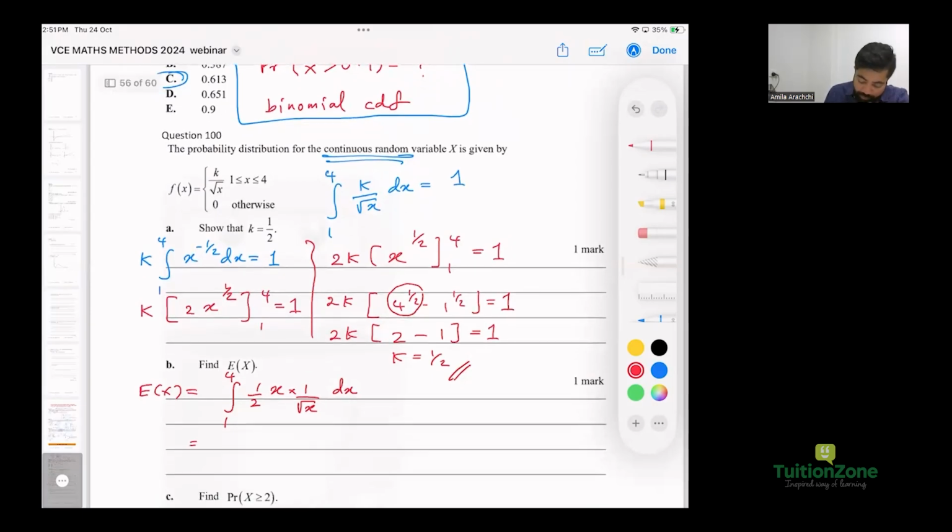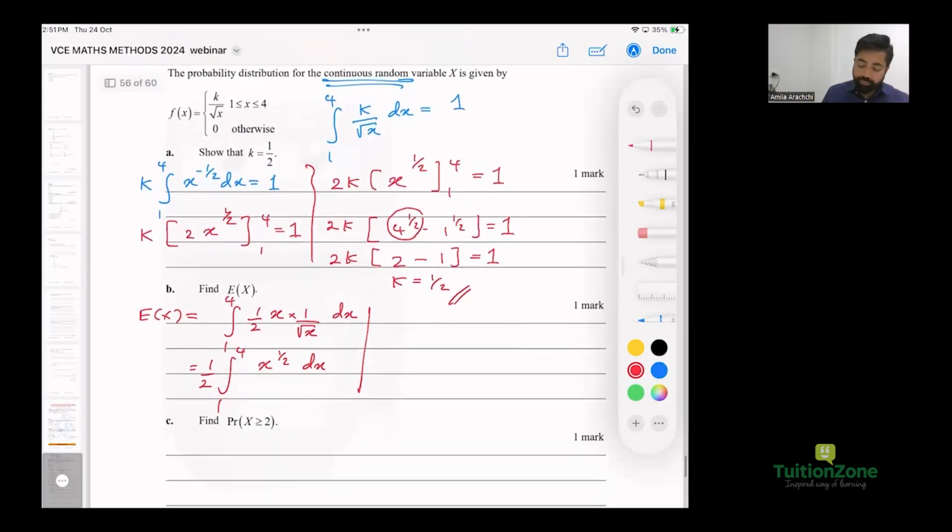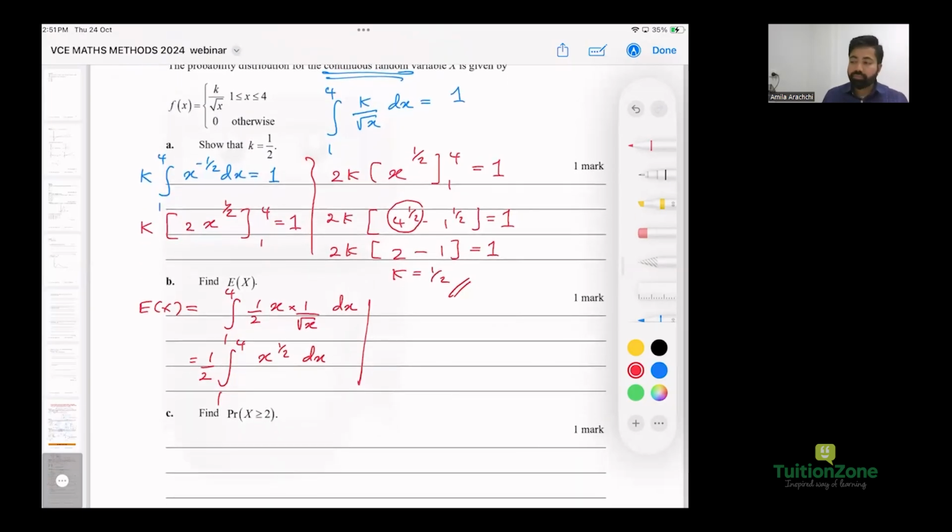So can you simplify that? We can probably do 1 to 4, and then this becomes x to the power 1, divided by half. Positive half, isn't it? So I can take the 1 over 2 out. x to the power half dx. The rest, can you work it out? Tell me the final answer. And take three, no calculator. Good practice.